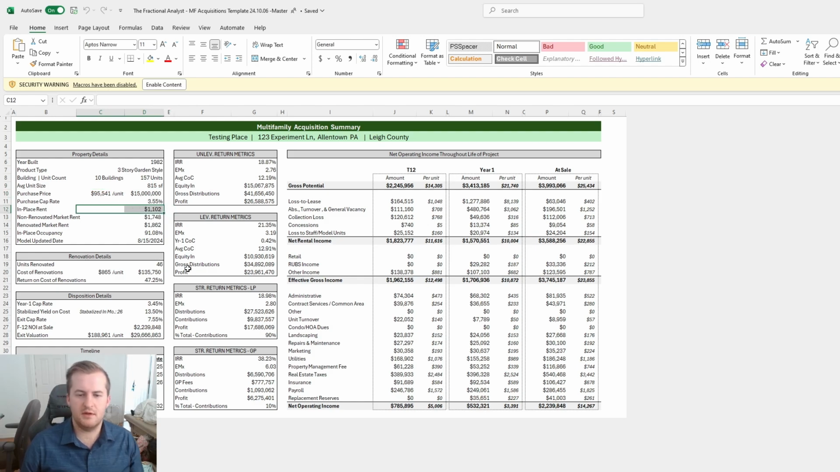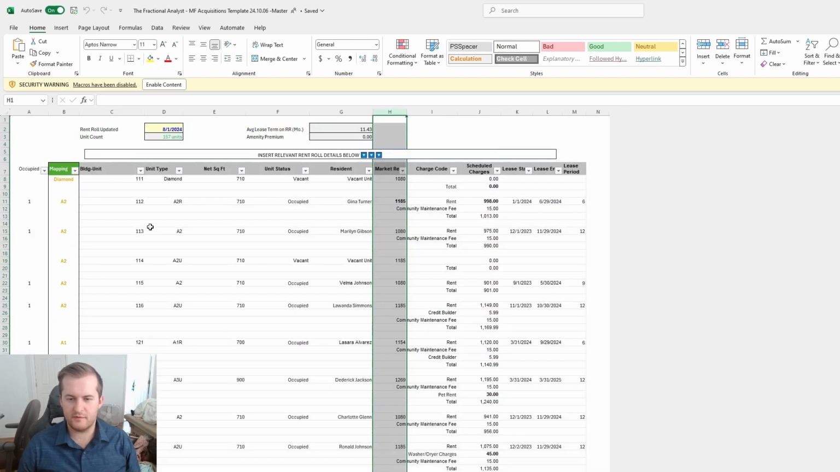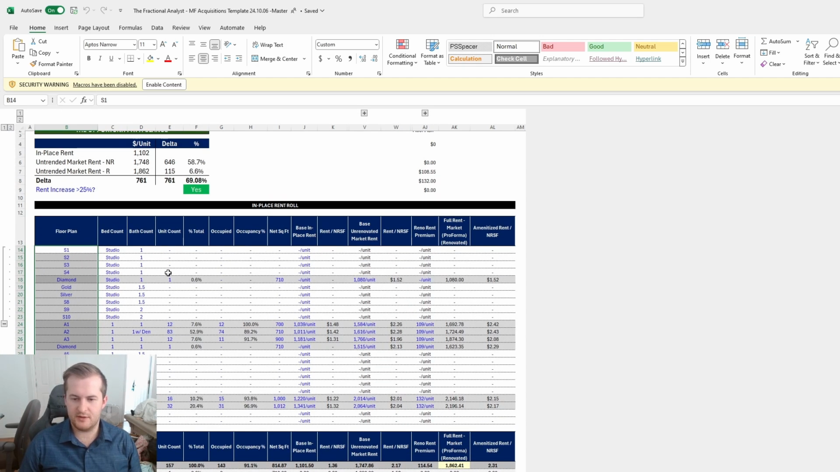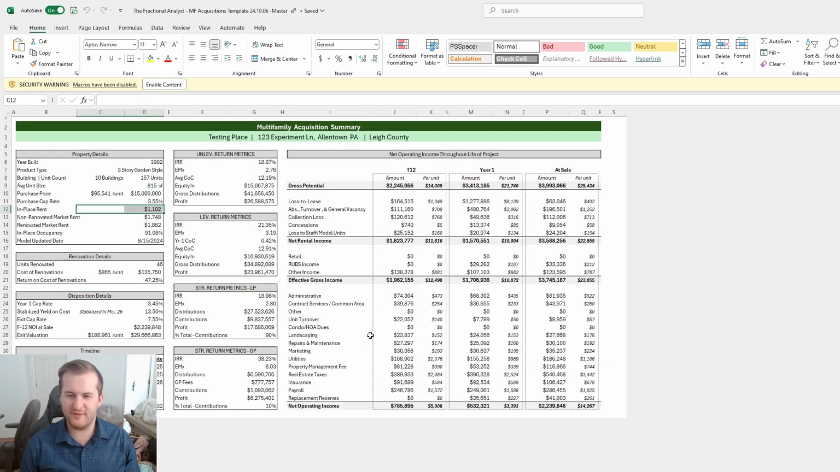In-place rents are 1,100 bucks. That's derived from a rent roll deposit, which we have over here. In the rent roll deposit, you can dump in the information from the seller, and all of that gets synthesized into your unit mix. It tells you how many units are there, how many are occupied, square footage, all that good stuff. All this stuff that you would usually have to manually enter on your own could take hours. We've made it to where it takes all of 30 seconds. So, coming back to the summary page.